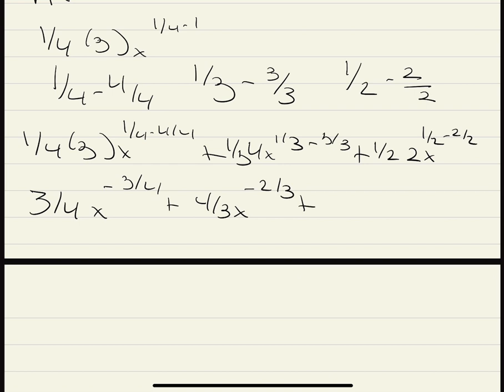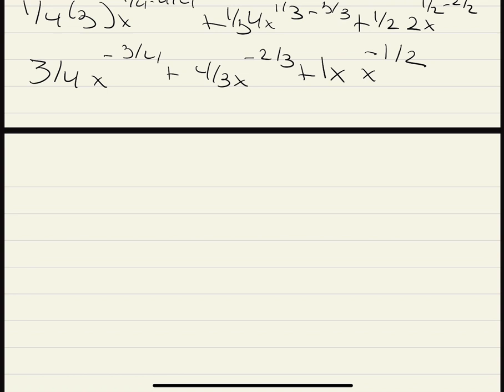1/2 times 2 is going to be just x or 1. There's no need to write this, but I will write it for the purpose of the video. And 1/2 minus 2 over 2, or as some people like to call it, a fancy 1, will be negative 1/2. And as I had mentioned earlier, there's a better way to write this: 3/4 over x to the 3/4 power. So you want to write this variable below and then turn this negative exponent into a positive.